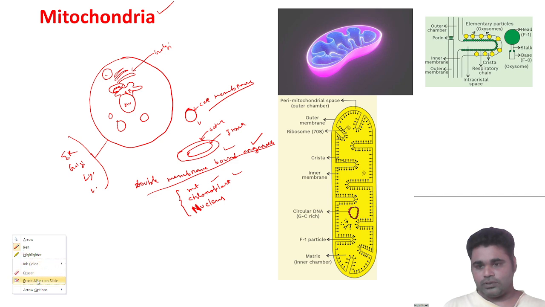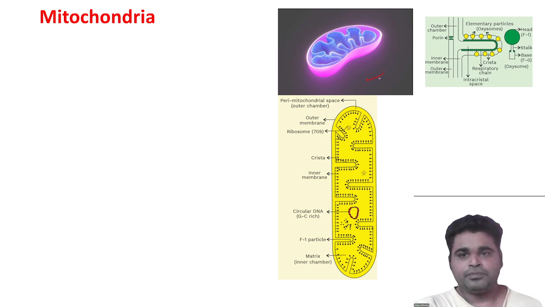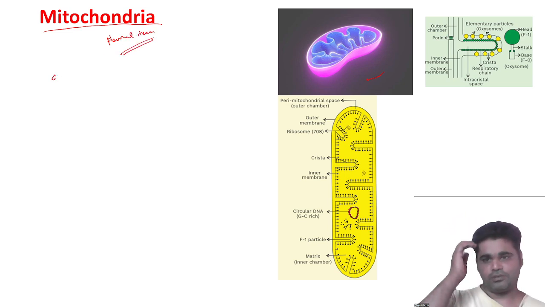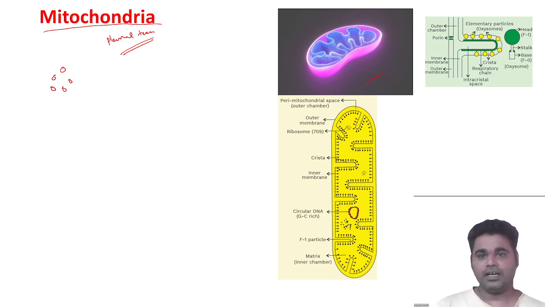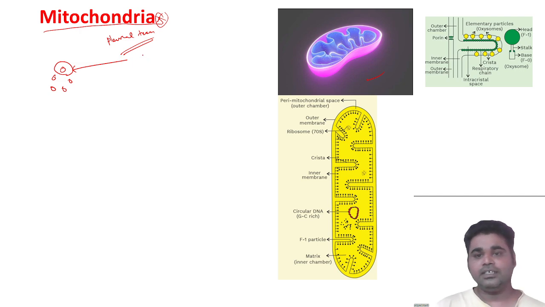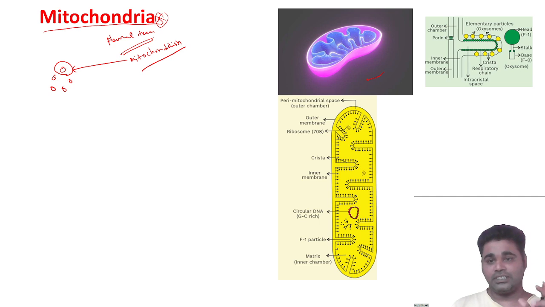Now this is the mitochondria structure. Mitochondria is a plural term. That means if many are present, they are called mitochondria. There is no term like "mitochondrias", because mitochondria is itself a plural. If a single one is taken, then it is called mitochondrion. So mitochondrion is a singular term. A single one is called a mitochondrion, while when more than one mitochondrion are present, they are called mitochondria.